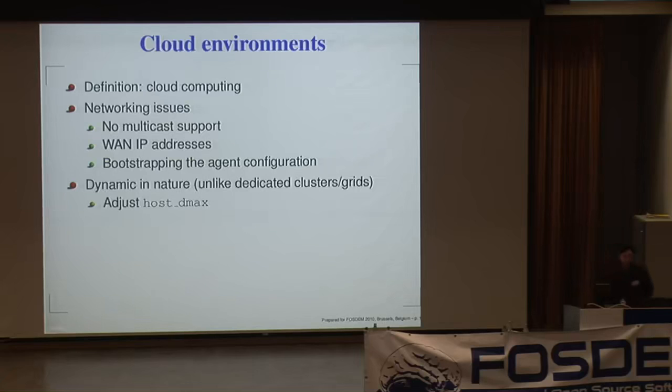Going back to the dynamic nature, you have host dmax, which tells Ganglia how long to hang on to a host. In a typical cluster environment, you do want to know when a host goes down, but in cloud environments, you ramp up and ramp down pretty quickly, so do you really want to keep track of it that way? If you adjust the host dmax, Ganglia just ignores that the host is gone.